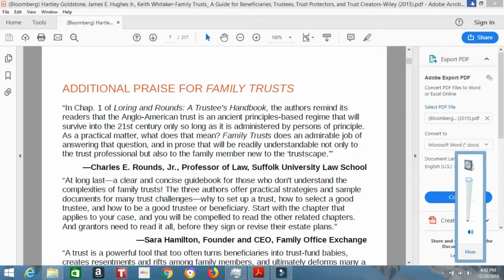At long last, a clear and concise guidebook for those who don't understand the complexities of family trusts. The three authors offer practical strategies and sample documents for many trust challenges: why to set up a trust, how to select a good trustee, and how to be a good trustee or beneficiary. Start with the chapter that applies to your case, and you will be compelled to read the other related chapters. And grantors need to read it all before they sign or revise their estate plans.